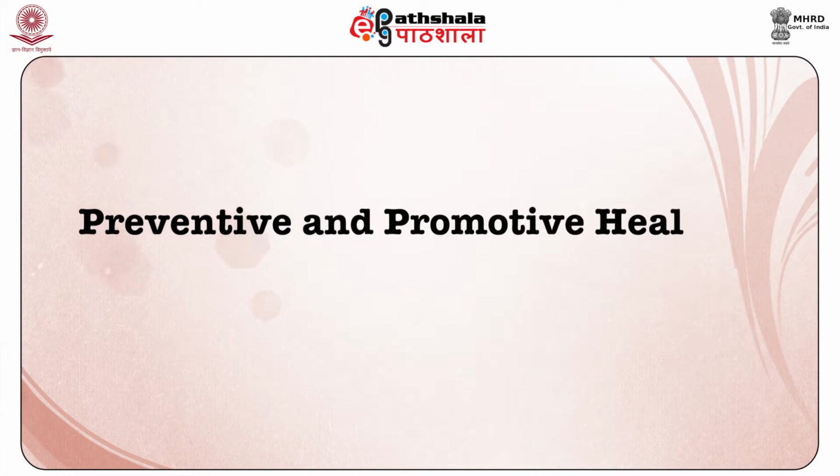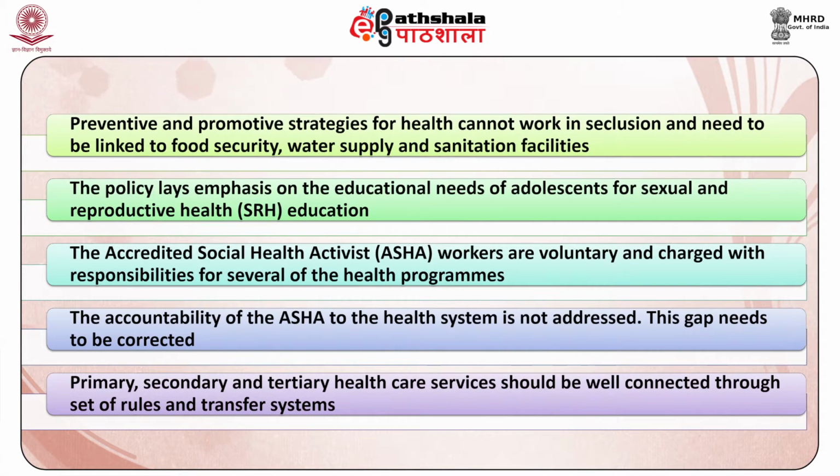Preventive and promotive health. Preventive and promotive strategies for health cannot work in seclusion and need to be linked to food security, water supply, and sanitation facilities. The policy lays emphasis on educational needs of adolescents for sexual and reproductive health, SRH education. The accredited social health activist, ASHA, or ASHA workers are voluntary and charged with responsibility of several of the health programs. The accountability of ASHA to the health system is not addressed. This gap needs to be corrected.